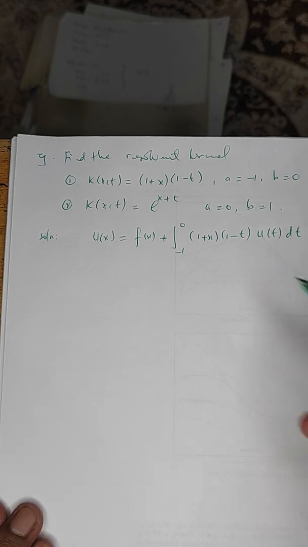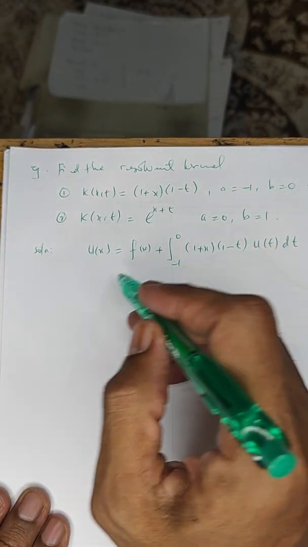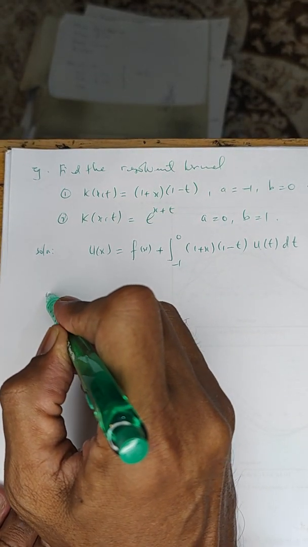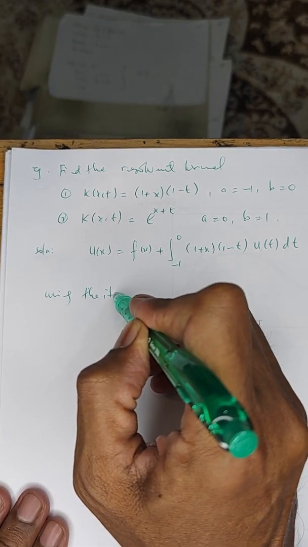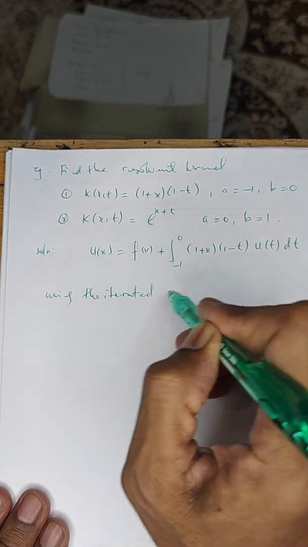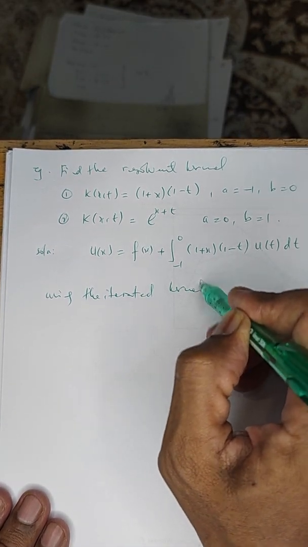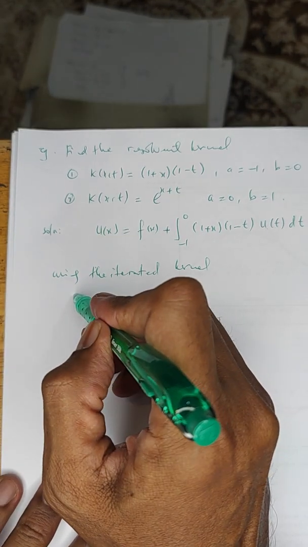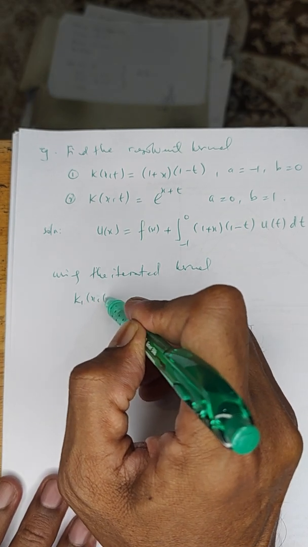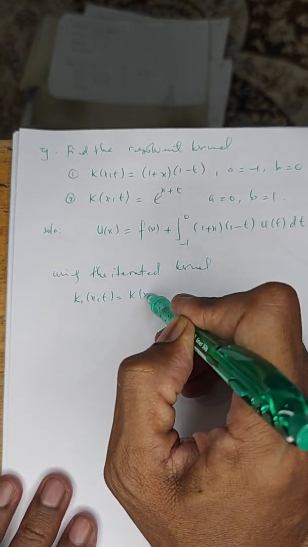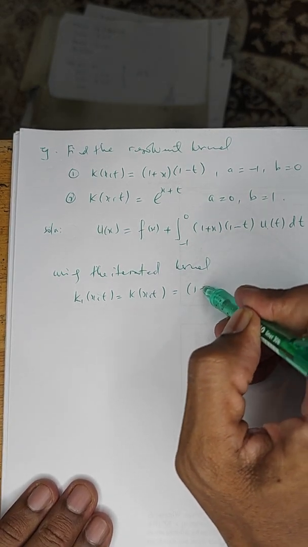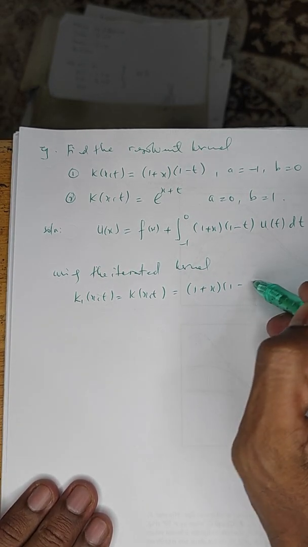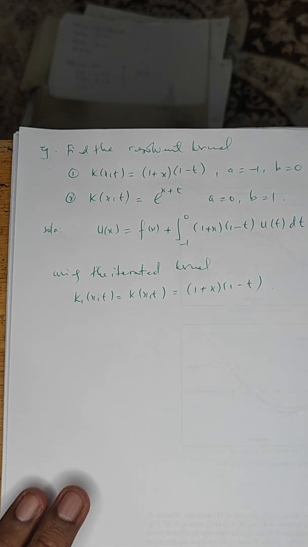Okay, using the iterated kernel, so we have k1(x,t), this is equal to k(x,t), this is (1 + x)(1 − t).